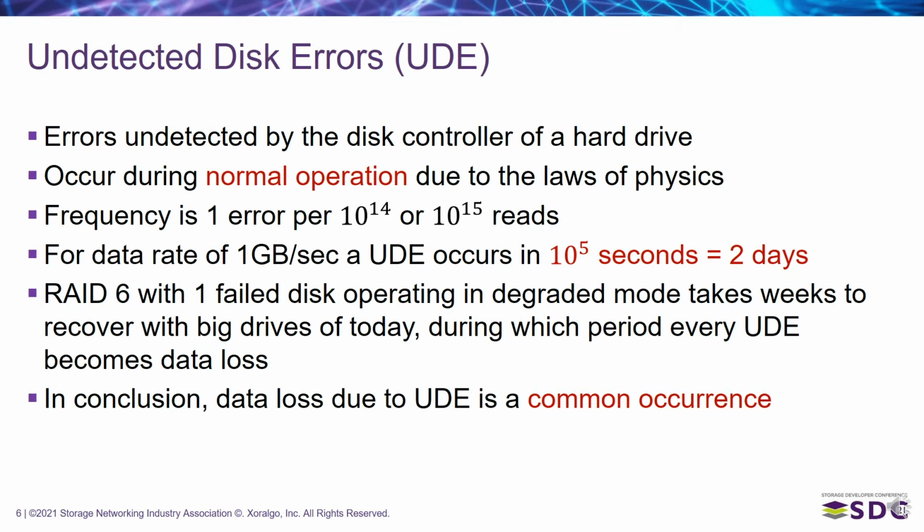They occur during normal operation due to the laws of physics. Their frequency is 1 error per 10^14 or 10^15 reads. For a data rate of 1 gigabyte per second, a UDE occurs in 10^5 seconds, or 2 days. RAID 6, with one failed disk, remaining online and operating in degraded mode, takes weeks to recover with big drives of today, and during that period, every UDE becomes data loss. In conclusion, data loss due to UDE is a common occurrence.